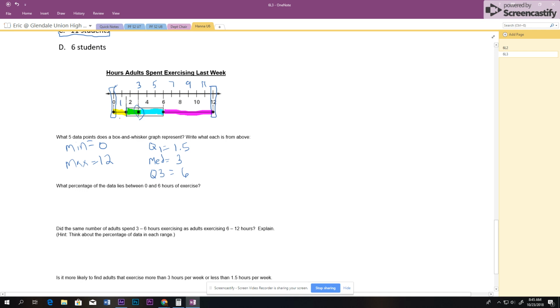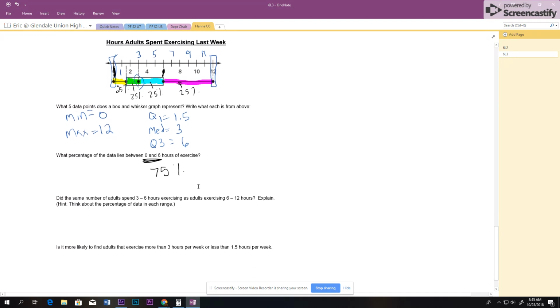So looking at this, we have to remember that this is 25%, this is 25%, this piece is 25%, and this piece is 25%. So between 0 and 6 hours, well, there are 3 25% pieces, so that is 75% of the data lying between 0 and 6 hours of exercise. It means 75% of people got between 0 and 6 hours of exercise last week.